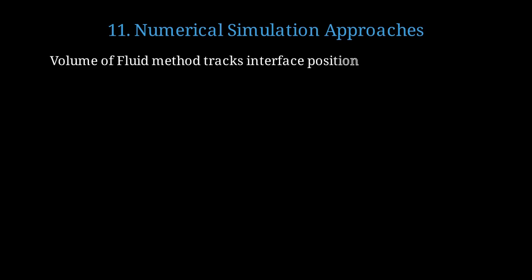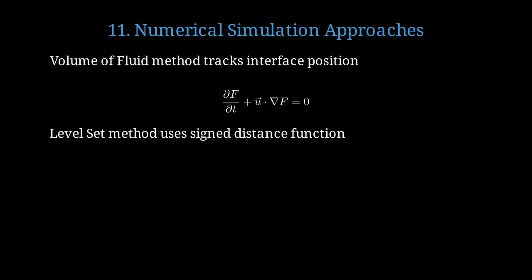Modern computational methods allow us to simulate these complex multiphase flows with high accuracy. The volume of fluid method uses a color function to track the interface position throughout the computational domain. The volume fraction F is advected by the velocity field according to this transport equation. The level set method represents the interface as the zero contour of a signed distance function that measures distance from the interface.